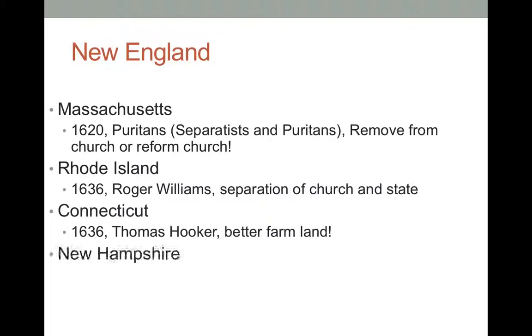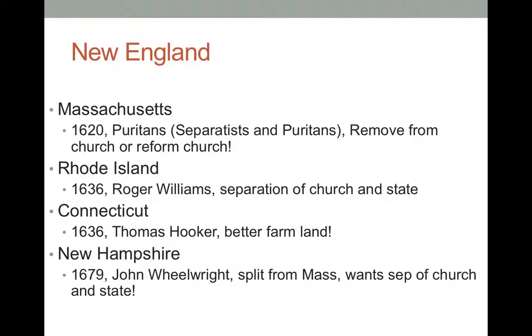In New England, this is more of the colonization in order to set up a new form of life. These are separatists, people who are dissatisfied with the way life is going in Europe, and so they come to the New World in order to set up their own way of life. So the Puritans in 1620 are the best example of this.